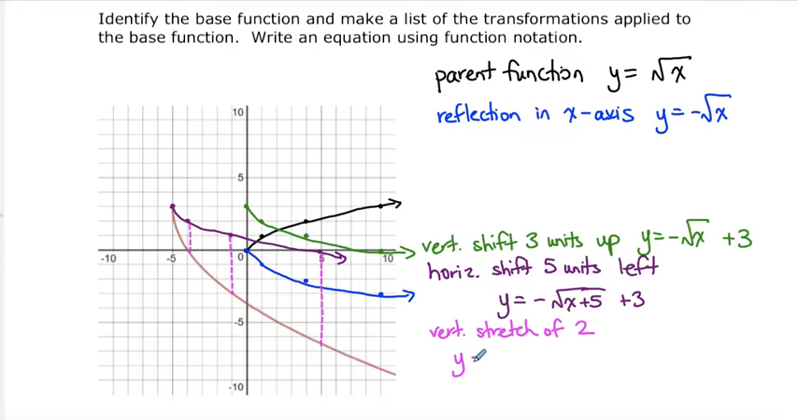So now it looks like y equals negative 2, the square root of x plus 5, plus 3. And sometimes the stretches can be the hardest ones to think about, okay? But you have to think about what is happening from this point down to that point. What is happening from this point down to this point, and so on. Okay?